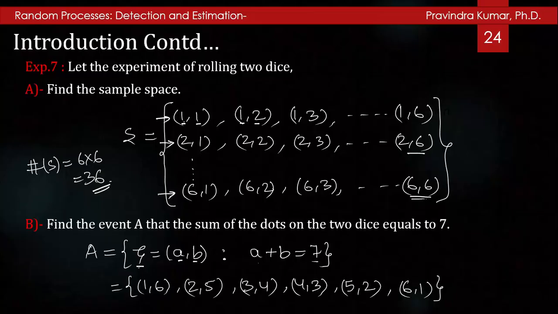So from this you can see that the event A corresponds to (1,6), (2,5), (3,4), (4,3), (5,2), (6,1). And you can see that the sum of the dots on the two dice will be 7 here. For this it is 7. Sum of these two is also 7. Sum of these two is also 7.